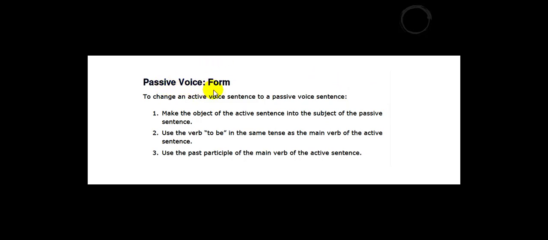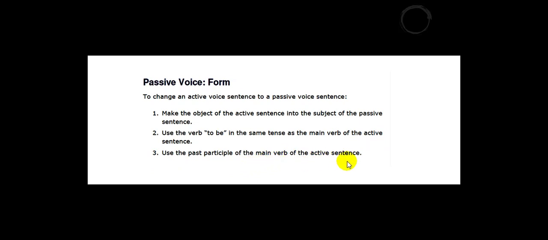Now that I learned what the passive voice is and what its uses are, then let's have a look at how I form it. To change an active voice sentence to a passive voice sentence, I follow these steps. Number 1, make the object of the active sentence into the subject of the passive sentence. Number 2, use the verb to be in the same tense as the main verb of the active sentence. This is very important. Verb to be should have the same tense as the main verb of the active sentence. And number 3, finally, use the past participle of the main verb of the active sentence.